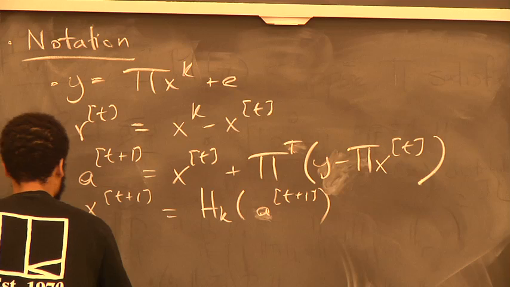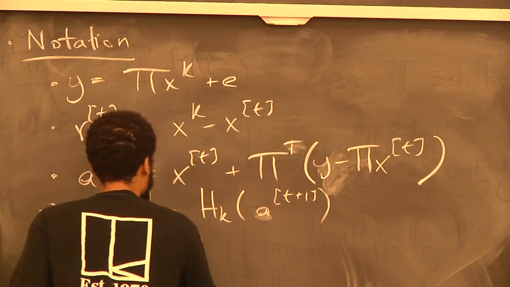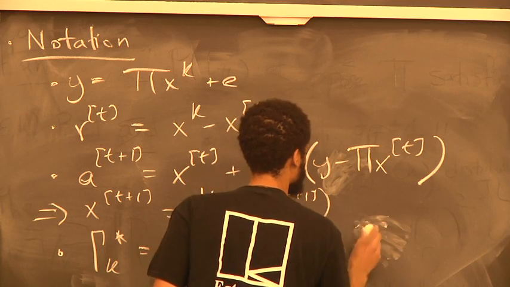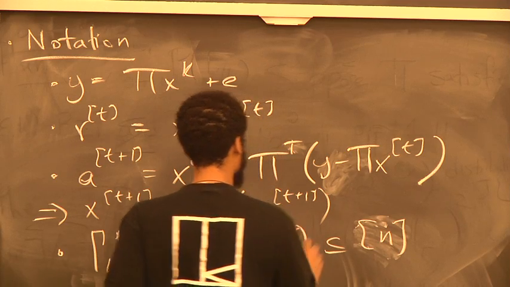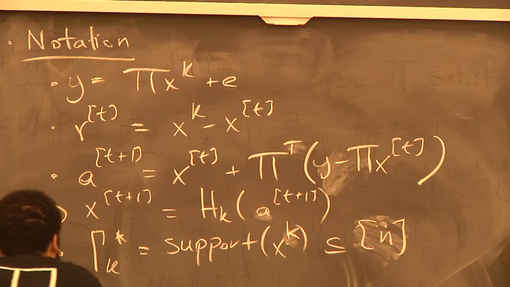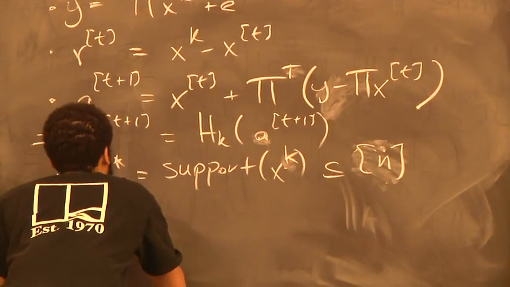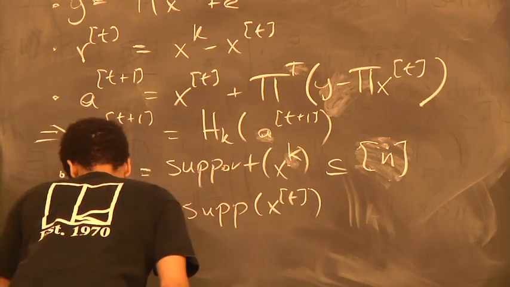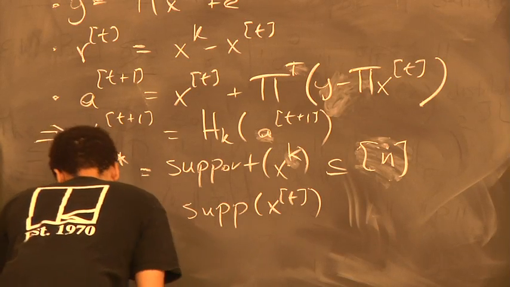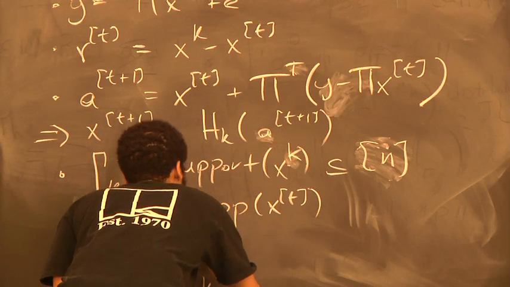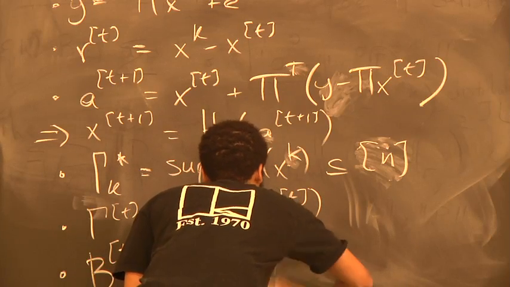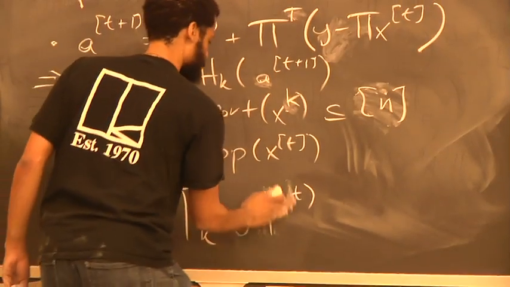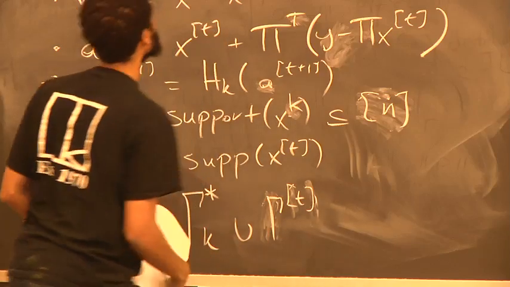Okay, let me also say gamma k star is equal to the support of xk, which is a subset of indices. And also gamma t is just the support of xt. And bt is equal to gamma k star union gamma t.